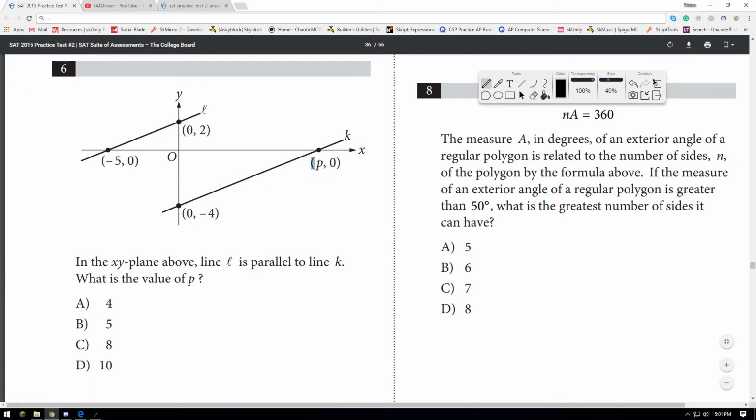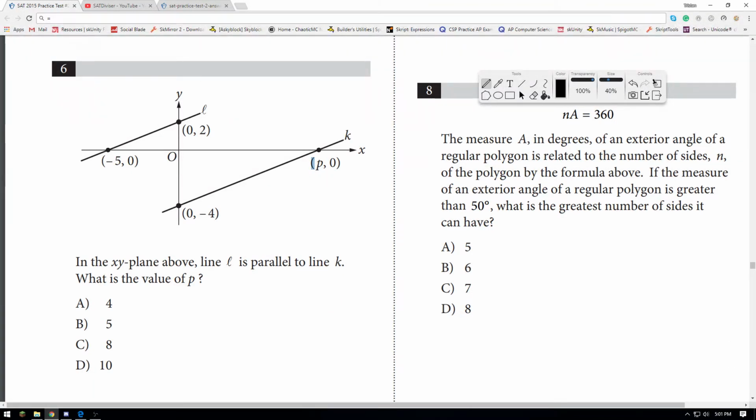In the xy plane above, line L is parallel to line K. What is the value of P? What is the value of this coordinate for the x value? So let's go with what we got first. We know that line L is parallel to line K.